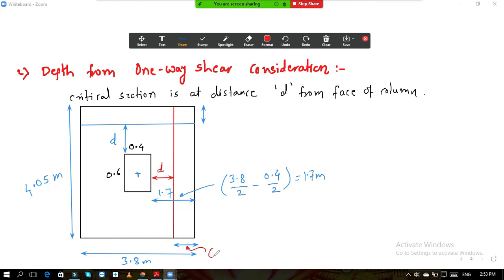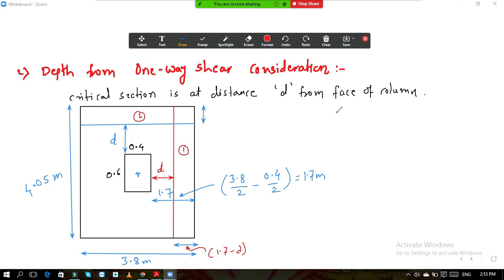It is 1.7 minus d. Okay, so I will call this strip number 1 and I will call this strip number 2. So the area of strip number 1.